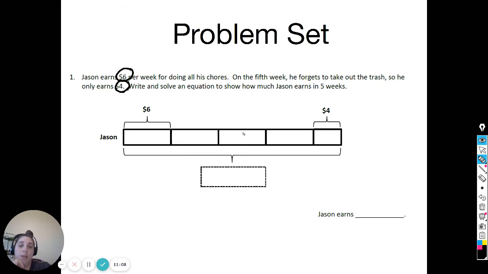We've got 4 pieces. Each of these pieces is $6 because that's week 1, week 2, week 3, and week 4. Then this last piece of the tape diagram is a little bit smaller because he forgot to take out the trash, so he only got $4.